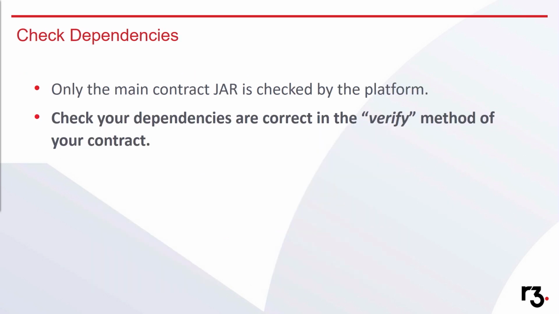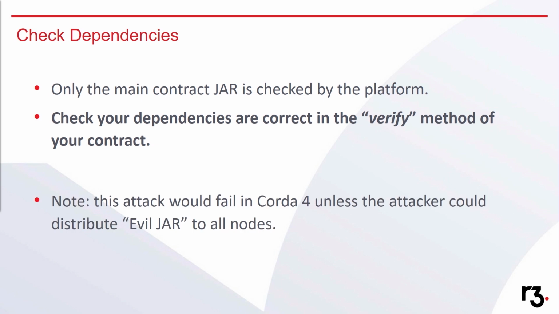So the conclusion is that you must check your dependencies in the verify method, basically by checking that the hash or the signer of them is valid. And you must remember that only the main contract jar is checked by the platform, not the dependencies. In Corda 4, there's an additional check about trusting jars. That would prevent this attack, but it's not a check that's relevant. It's just that you couldn't attack Corda this way for now.